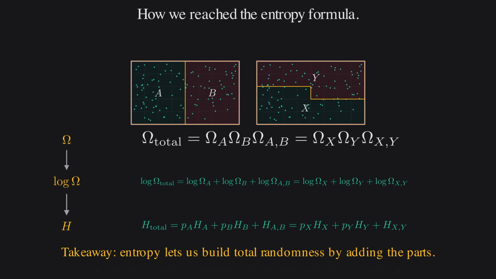But here's a subtle point. The grids themselves do not carry entropy. Entropy comes from merging grids, not from individual grid cells. Each merge contributes its own entropy, and the total entropy is obtained by adding those contributions together.